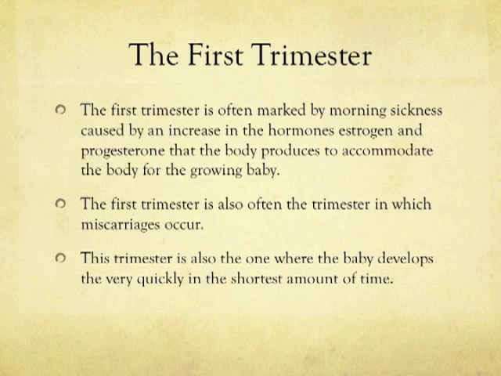The first trimester is often marked by morning sickness, which is caused by an increase in the hormones estrogen and progesterone. The body produces these hormones to accommodate the baby. The first trimester is also the trimester in which miscarriages often occur. This is because if the body recognizes that there's a defect in the embryo, it tries to dispose of it itself before the baby would grow to full term and it couldn't function outside of the womb. This is also one of the reasons that we do have such a low rate of birth defects.